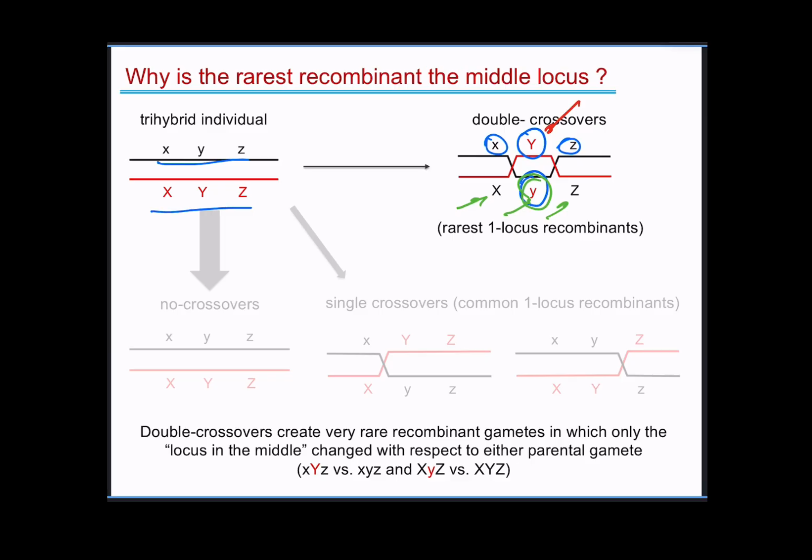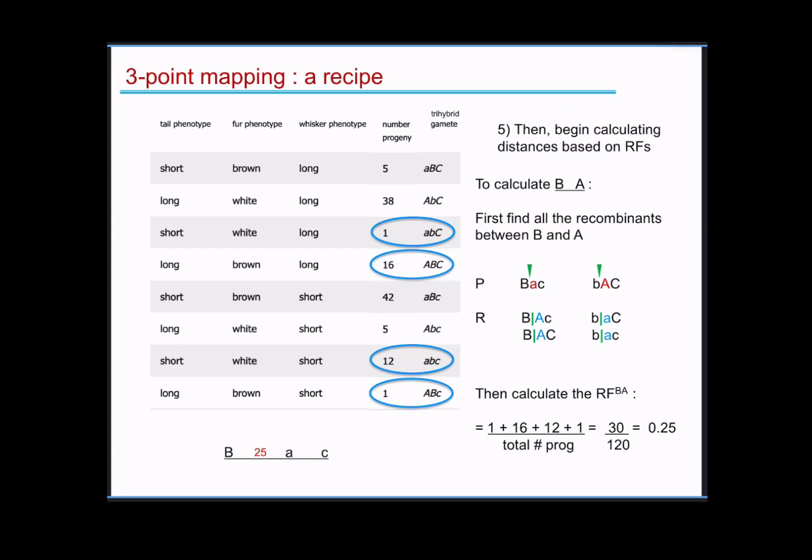We look for the one character that is different from the parents, and we establish immediately that that's the locus in the middle. Anyways, so this explains why the rarest gamete corresponds to the locus in the middle. And now that you have the correct map, we can go around calculating recombination frequencies and therefore mapping distances between these things. And here's where it gets, I'll be honest with you, a little tricky.